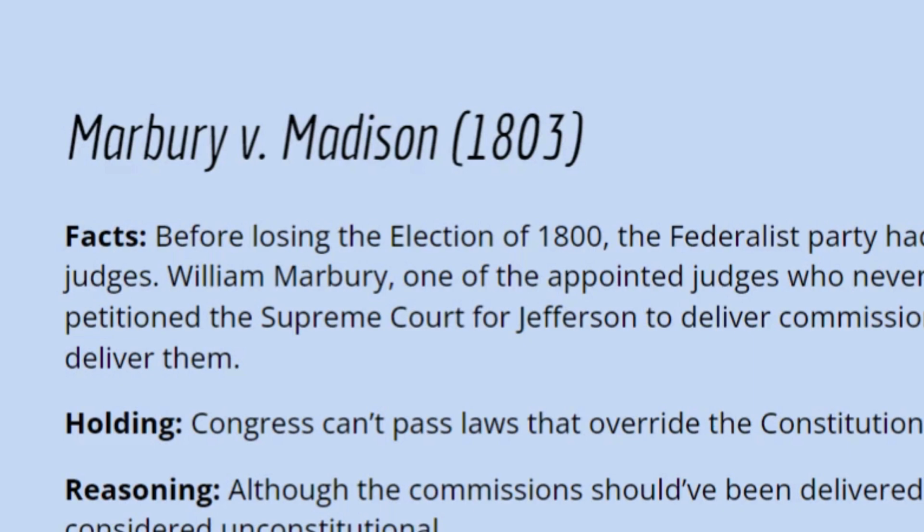The holding. The Supreme Court decided that Congress can't pass laws that override the Constitution, which ended up establishing judicial review. The reasoning behind this was that although the commissions should have been delivered, the Judiciary Act of 1789 was considered unconstitutional.